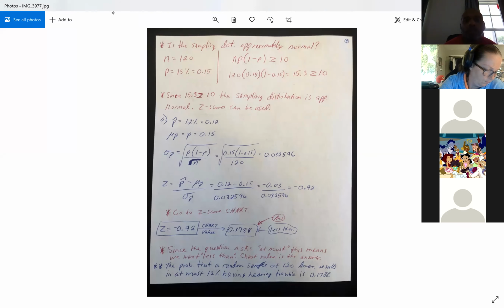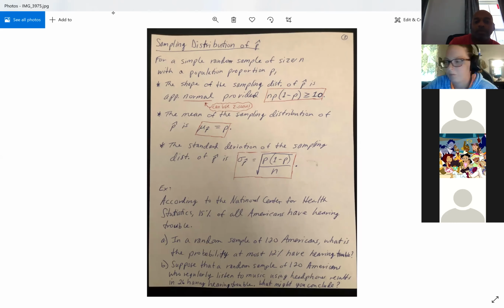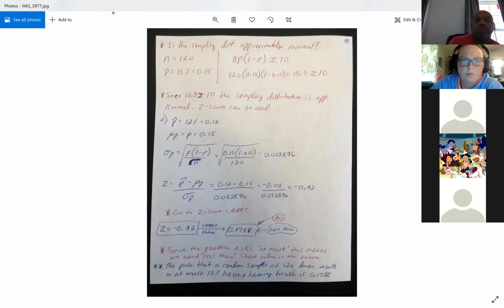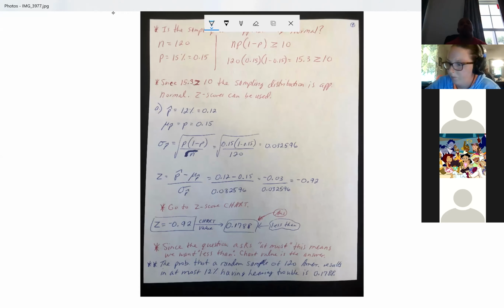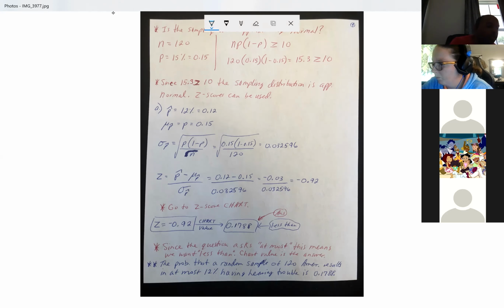All right, so the first thing we want to establish, just in case MyMathLab were to ask you, is whether the sampling distribution is approximately normal. So this is the part right here. First thing we look at, what is N, what is p? Our population proportion was 15%, since it says approximately 15% of all Americans. So we take our population proportion, multiply times 120, and then times 1 minus that population proportion, which is 0.85. Notice that gives us 15.3, and that is greater than 10. So since 15.3 is greater than or equal to 10, the sampling distribution is approximately normal, and that means we can use our Z-score application.